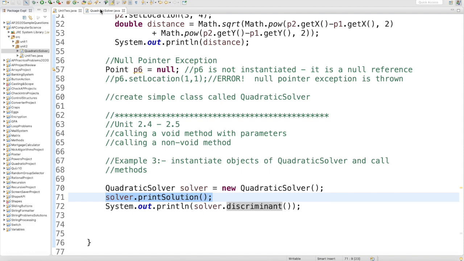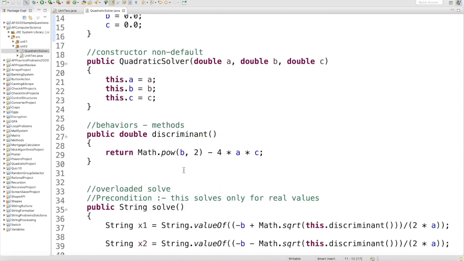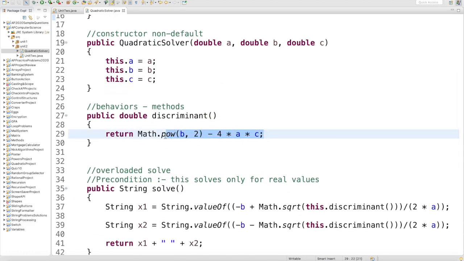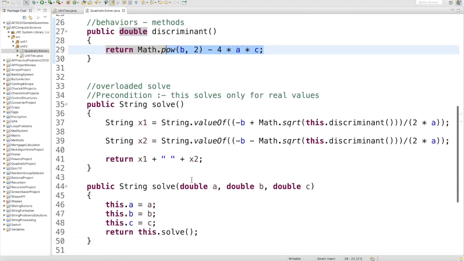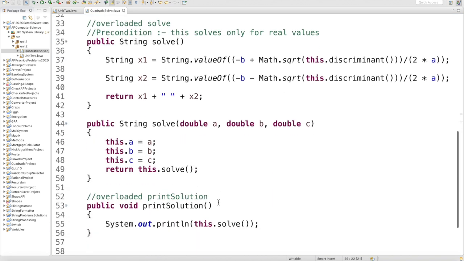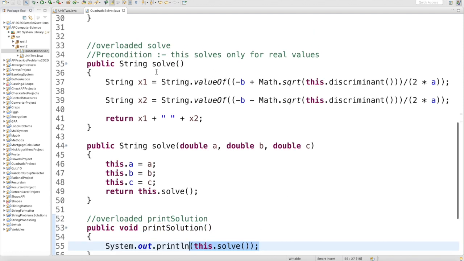Well, let's check back at the QuadraticSolver. The discriminant is 0. That makes sense because 0 squared is 0 and minus 4 times 0 times 0, this whole thing will be 0. The problem comes in when we went to print the solution, and we call this one. This printSolution called solve. And solve is this, but A is 0, right? So we are literally doing a divide by 0.